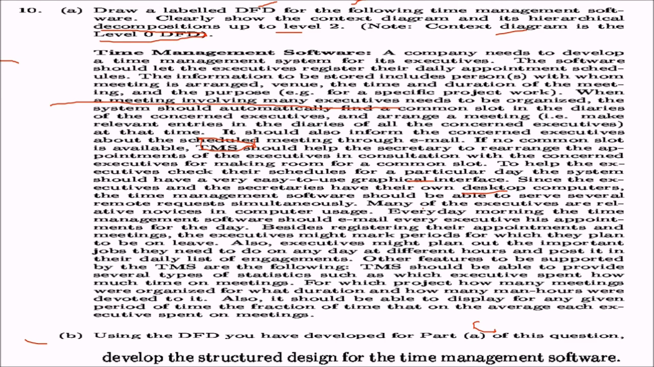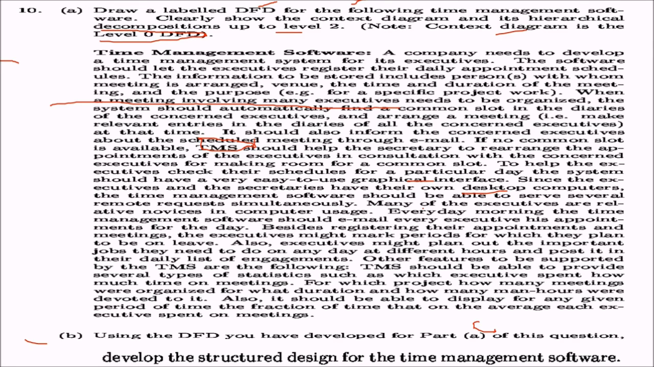So every day morning, the time management software should email every executive his appointments and meetings, and the executive might mark periods for which they plan to be on leave. Also, executives might plan out the important jobs they need to do on any day at different hours and post them in their daily list of engagements. Other features to be supported by the TMS are like this.